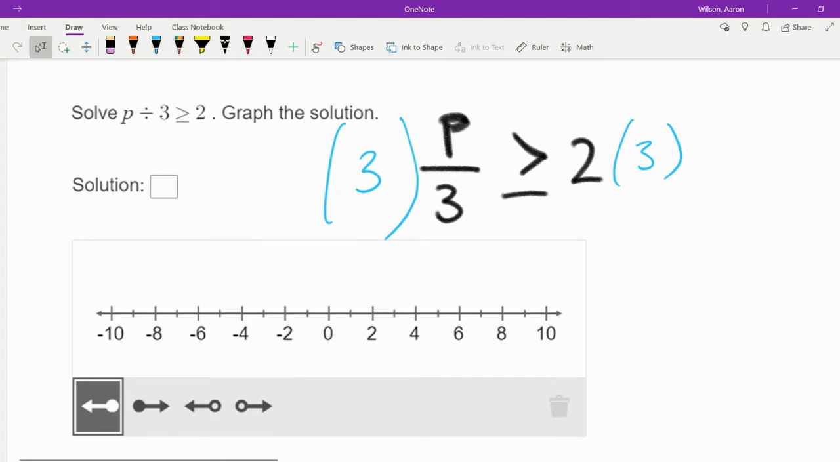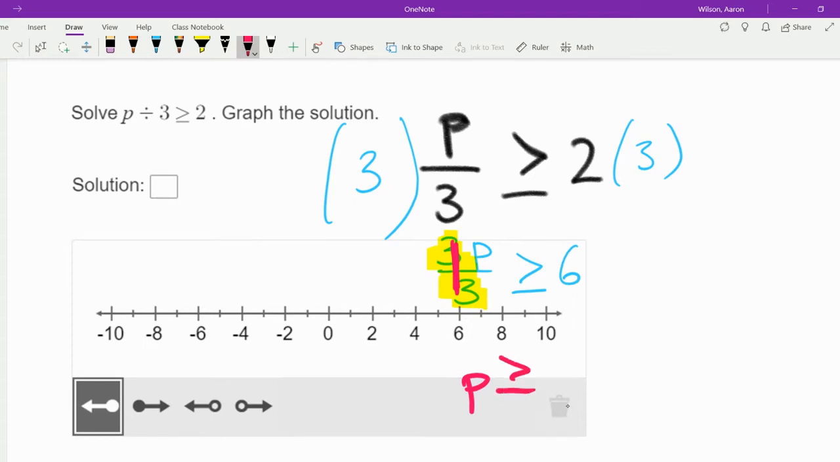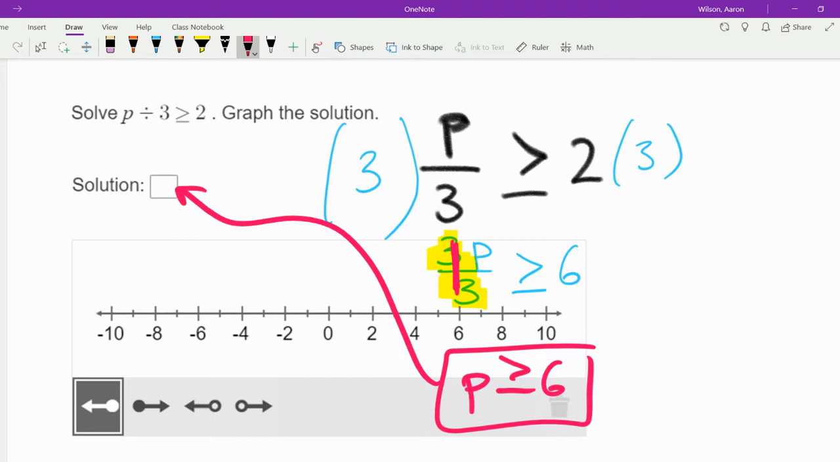And the reason why we're doing this is this ends up looking like 3p over 3 is greater than or equal to 6, because keep in mind 2 times 3 is 6. Now here's a little trick. You're seeing 3 over 3, and 3 over 3 is simply 1. Then you have 1 times the variable p, which is simply p. So we have p is greater than or equal to 6. That is the solution that goes in the box.